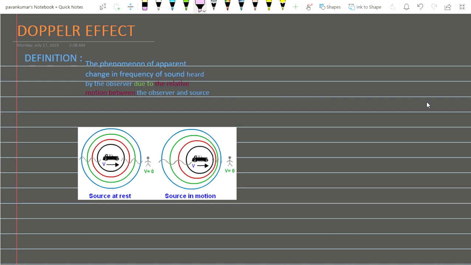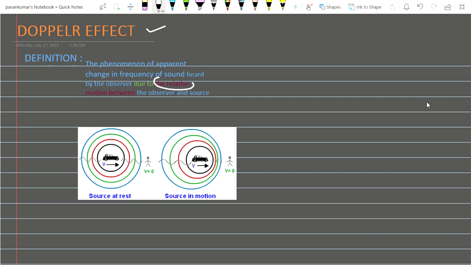Today we will discuss the Doppler effect. The Doppler effect is defined as the phenomenon of apparent change in the frequency of sound heard by the observer due to the relative motion between observer and source.